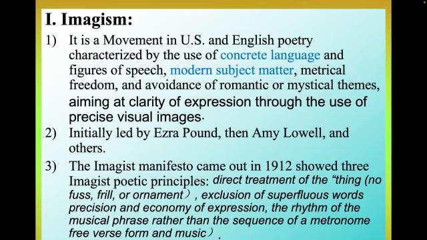You're also going to be seeing a rhythm of the musical phrase rather than the sequence of a metronome: free verse form, and music. So you'll not only see free verse taking hold, if there is rhythm, we're going to be looking more at a sense of musical phrasing. For example, in the Harlem Renaissance, there's going to be a lot of poetry coming out that sounds like it goes along with a jazz sort of feeling instead. You're not going to see traditional meters and rhythm being used in Imagist poetry.